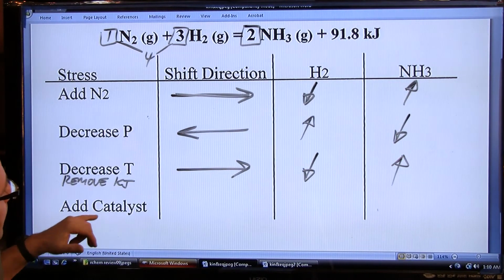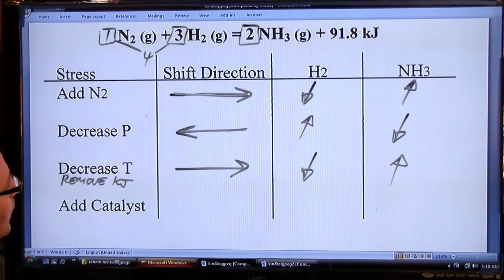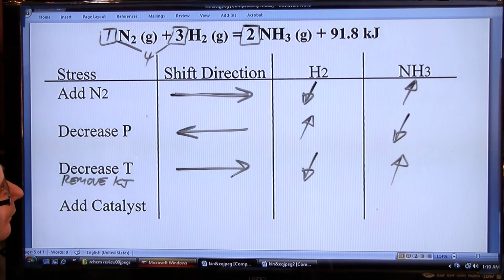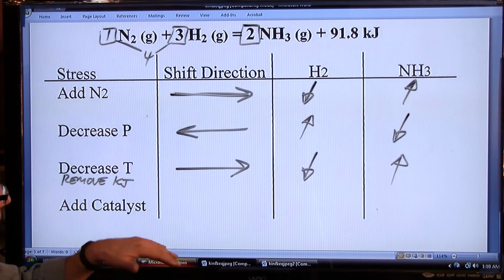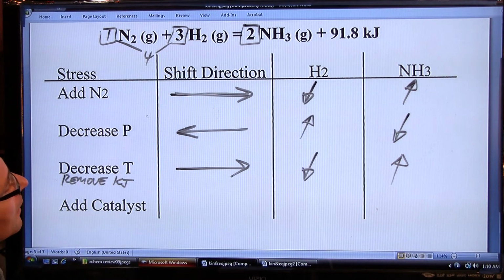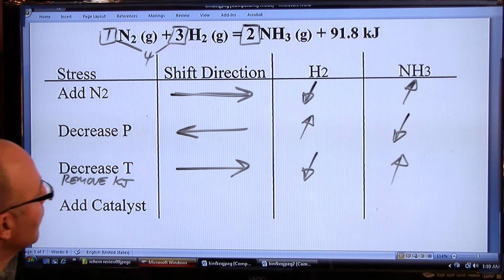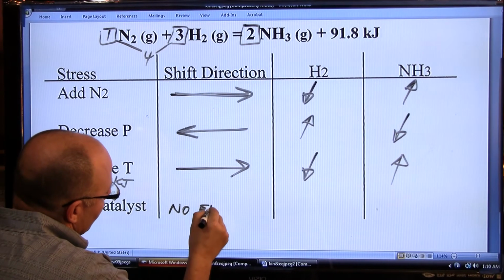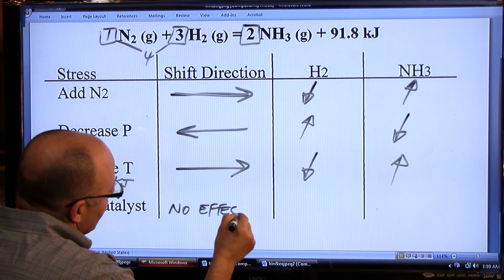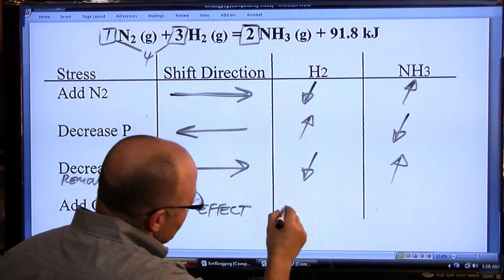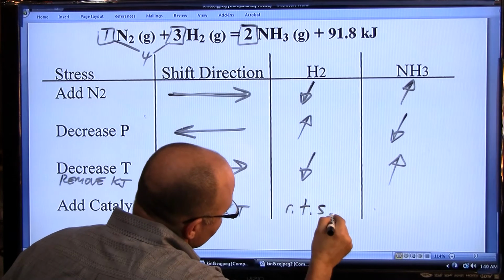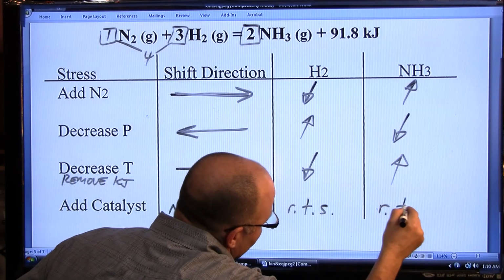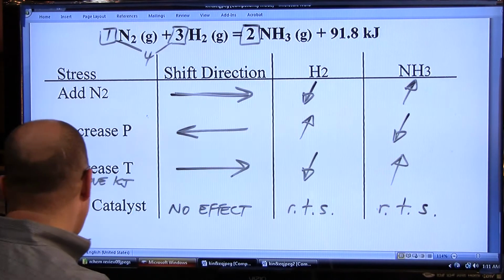And again, catalysts, as I warned you before, don't let that fool you. Catalysts speed up reactions by decreasing activation energies, but the catalyst will not change the equilibrium point. So this is no effect, no shift, in other words. So this will remain the same, RTS, and this will remain the same, RTS.